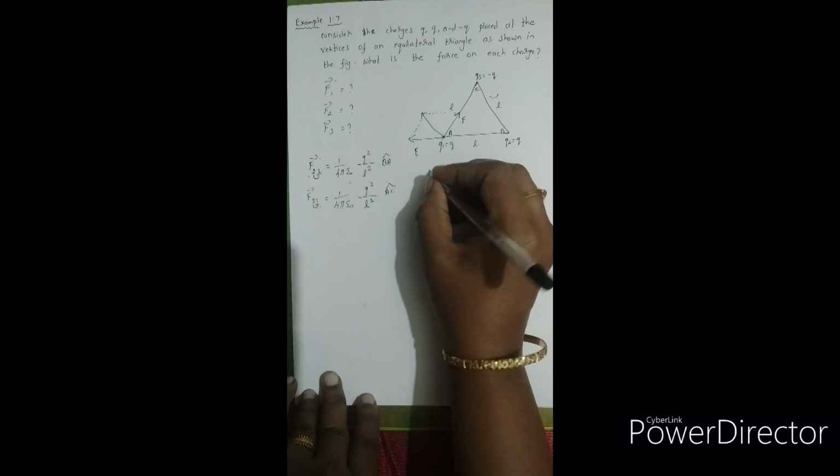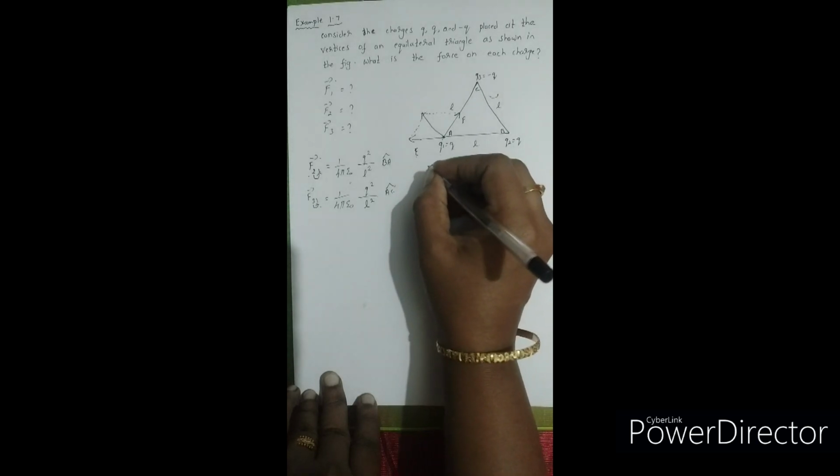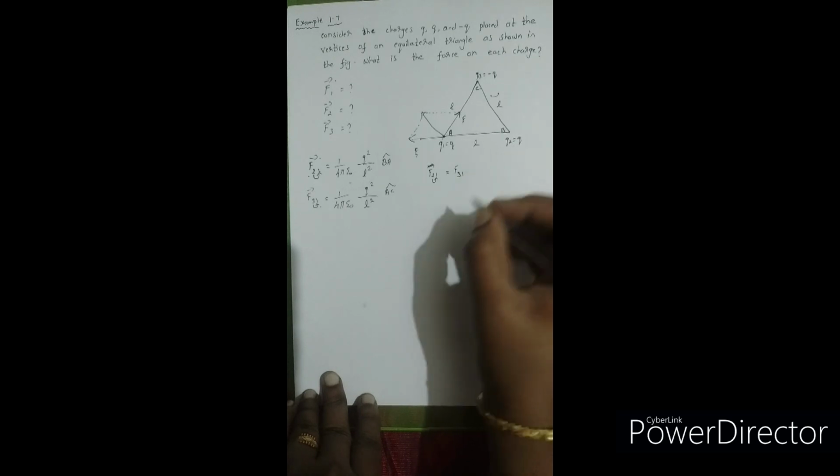You will find that this F21 vector will be equal to, sorry, no need to put vector sign, because if it is a vector then I will have to write the sign notation.